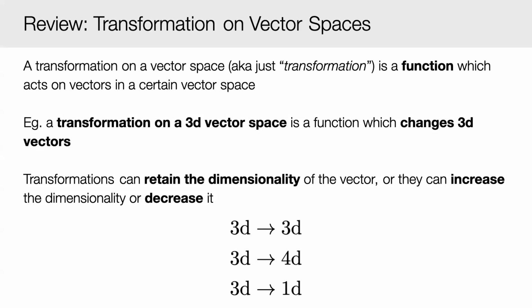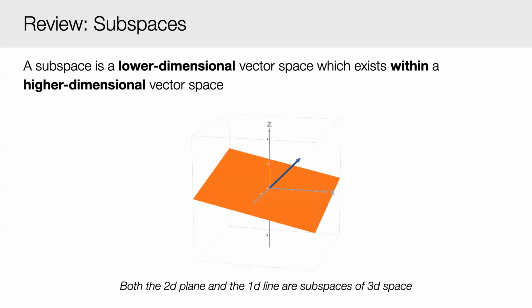Transformations can retain the dimensionality of a vector, or they could also increase the dimensionality or decrease it. So you have a 3D vector. It could stay a 3D vector, it could become a 4D vector, or it could become a 1D vector, right? Furthermore, subspaces. So a subspace is a lower dimensional vector space that exists within a higher dimensional vector space. So here we have this 3D vector space. We notice that both the plane, which is a 2D subspace, and the line, which is a 1D subspace, are both subspaces of the 3D vector space.